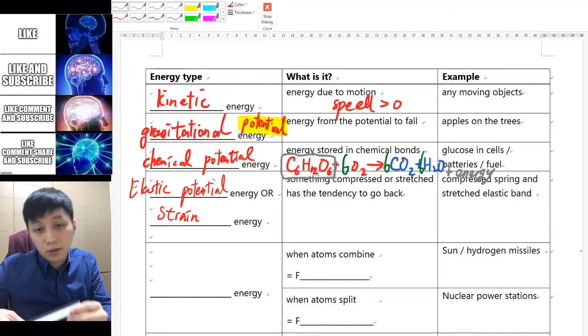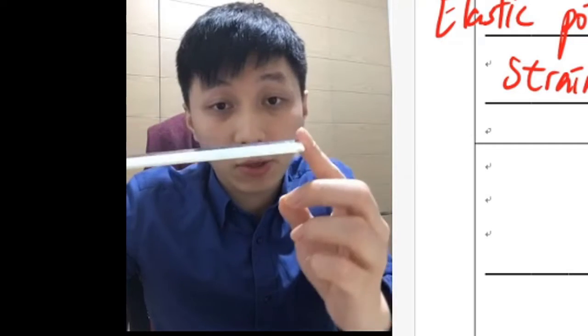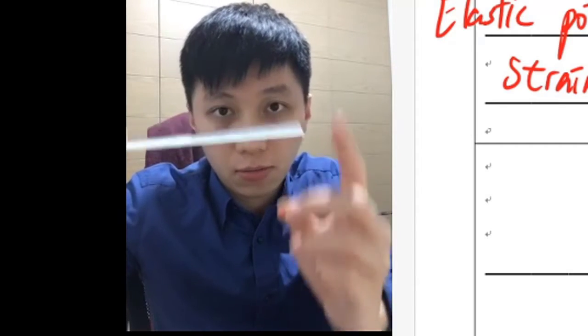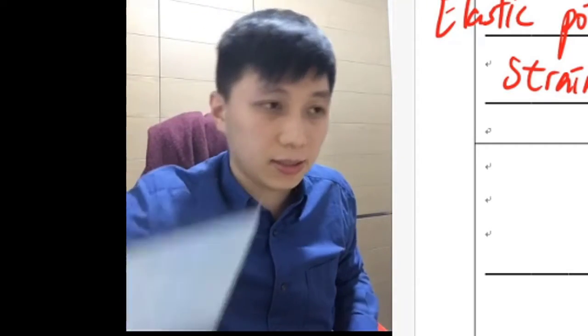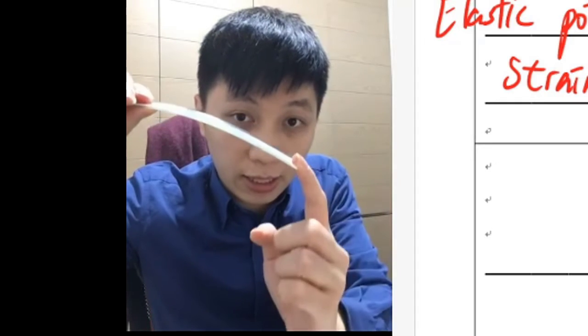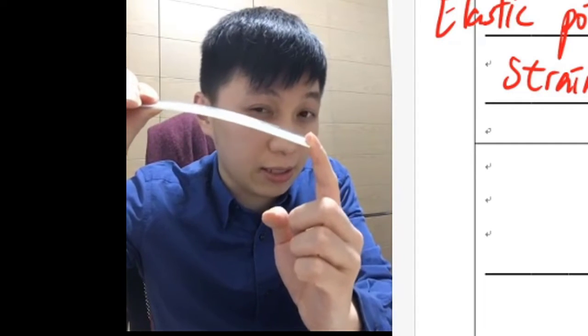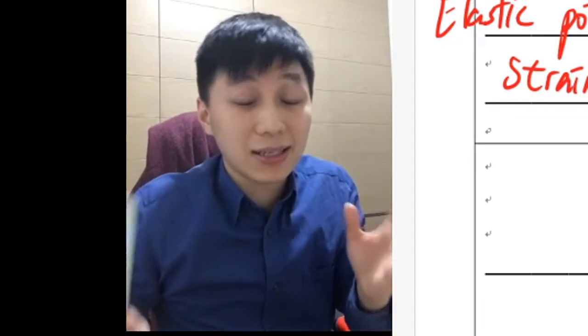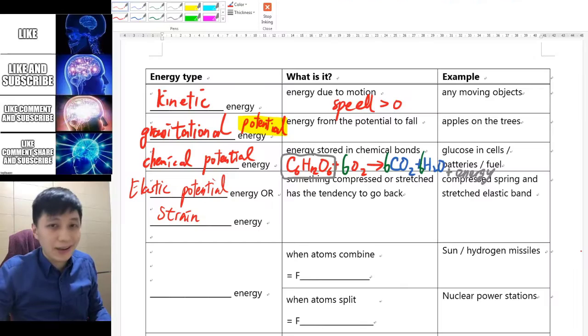For example, the ruler here, you can try it as well. You can always try to balance it like this. So when I try to pull it down like this is also elastic potential energy. It doesn't need to follow Hooke's law. Anything that are elastic could have elastic potential energy.